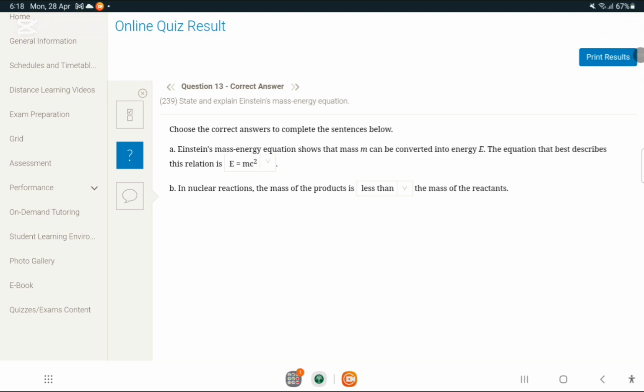And Einstein's mass-energy equation shows that mass m can be converted into energy E. The equation that describes this relation is E equals mc squared. E is energy, m is mass, c is the speed of light, which is a constant. Okay, let me just write it down.